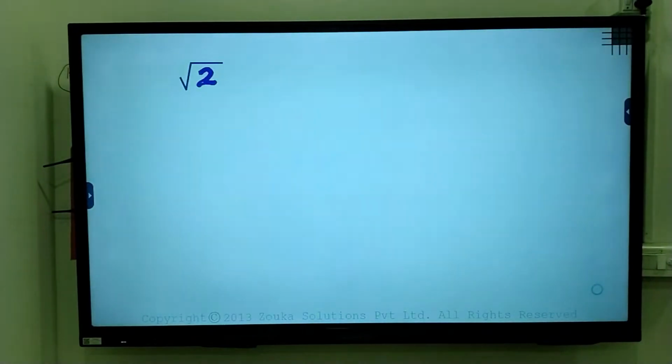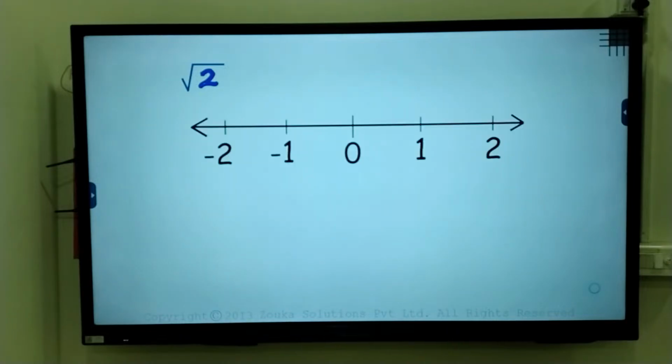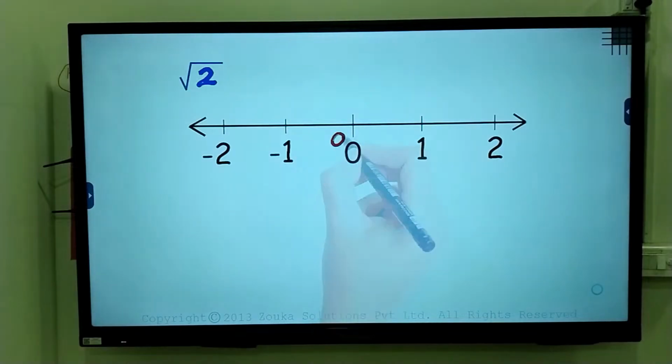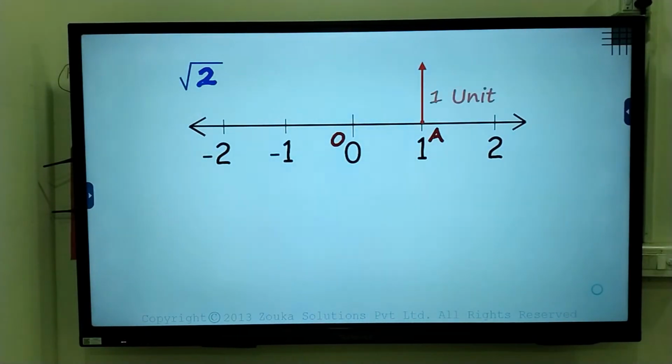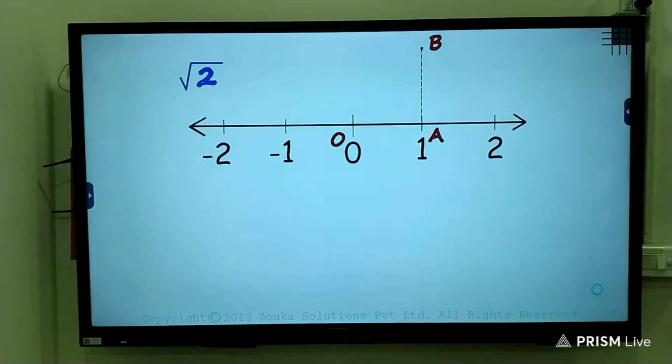Using the concept we saw in the previous video, let's see how we plot the length root 2 on a number line. So let's plot it on this number line. We need to make a right triangle with one unit as the base. Let OA be the base of that triangle. We also want its height to be 1 unit long. Let's draw the height AB like this.